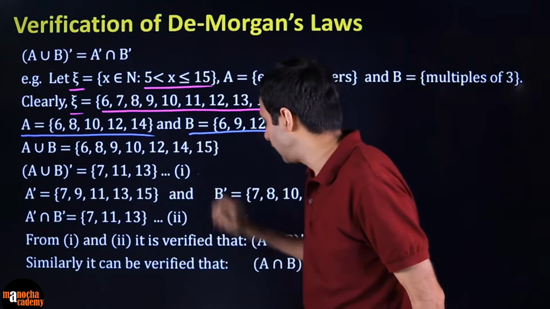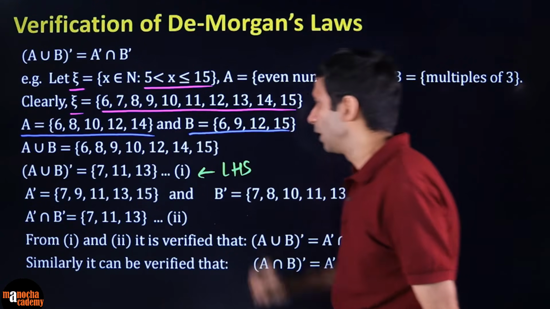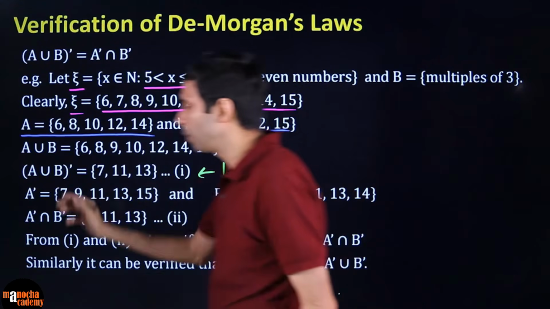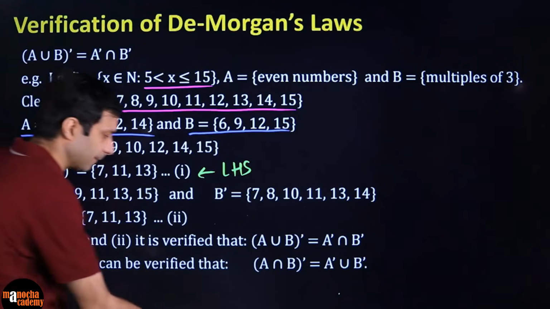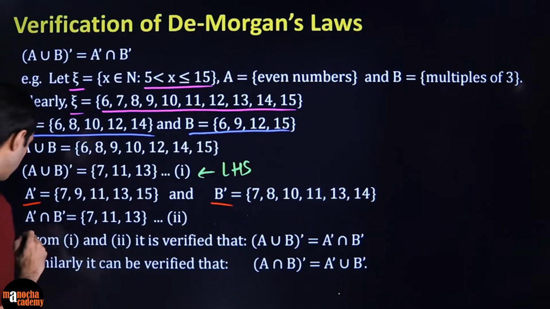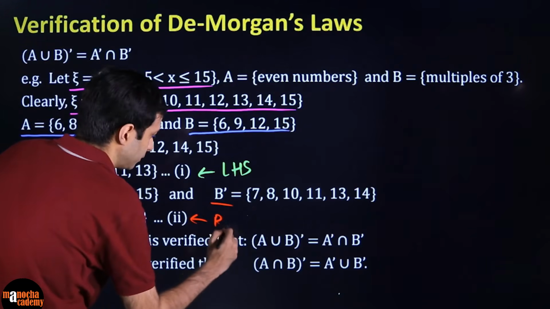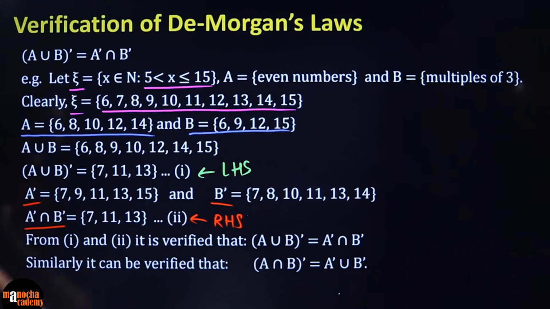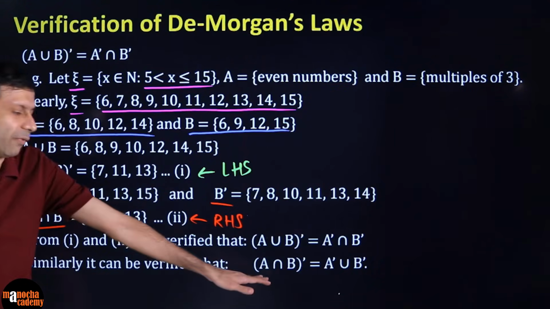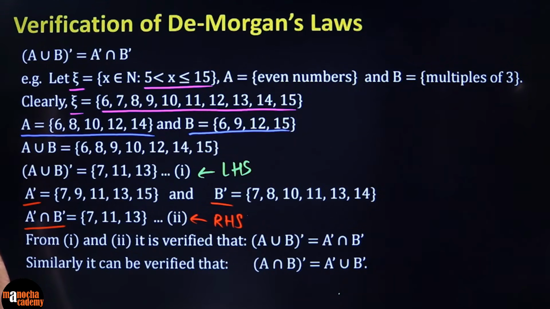So this is your LHS, the left hand side. For the right hand side, you work out A complement and B complement. Please find out what A complement is, what B complement is, and find the intersection of those, and this is basically your RHS. You can easily verify that LHS equals RHS: 7, 11, 13, they are identical. Similarly, you can verify the other De Morgan's law: the complement of A intersection B is A complement union B complement.